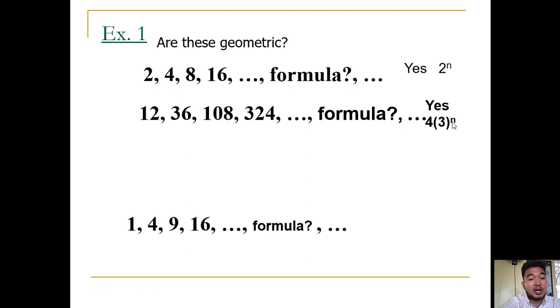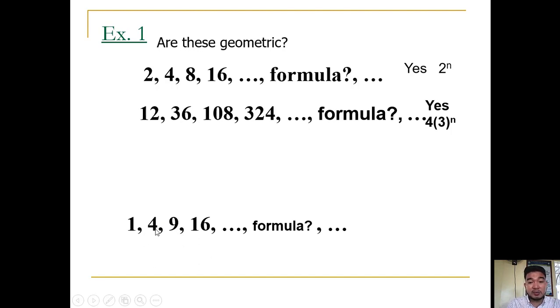How about this one? 1, 4, 9, 16. So is this an example of geometric sequence? Let us solve. 4 divided by 1 is equal to 4. And then 9 divided by 4 is equal to 2.25. Then 16 divided by 9 is equal to 1.77 infinite. So, ibig sabihin, hindi magkakamukha yung kanyang quotient na nakuha.